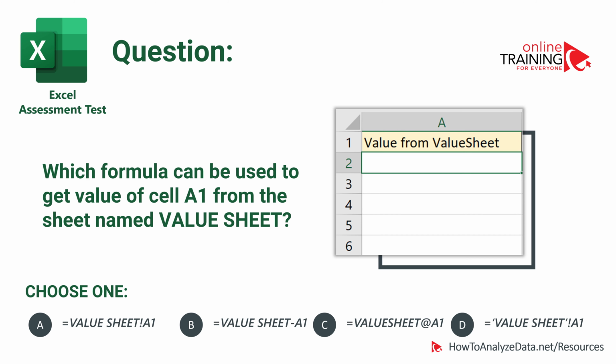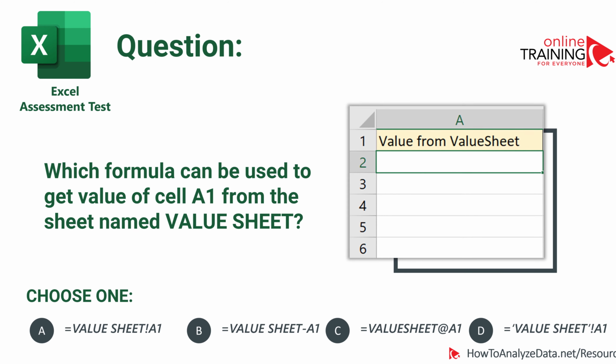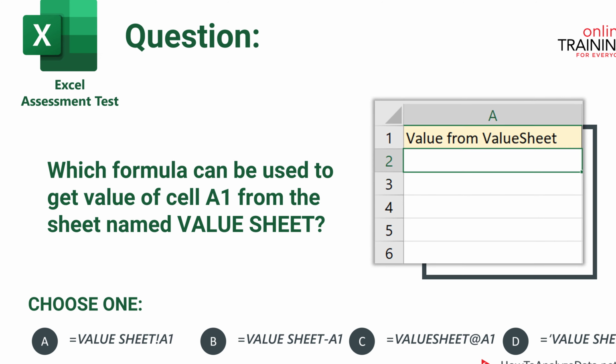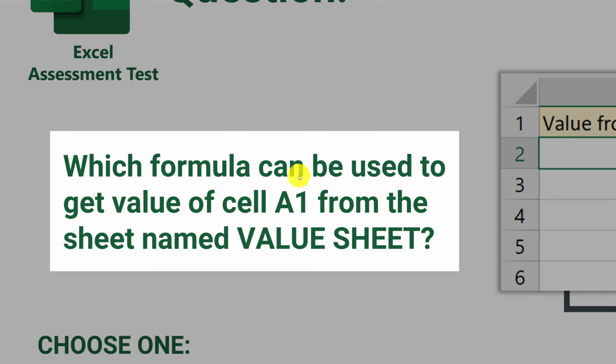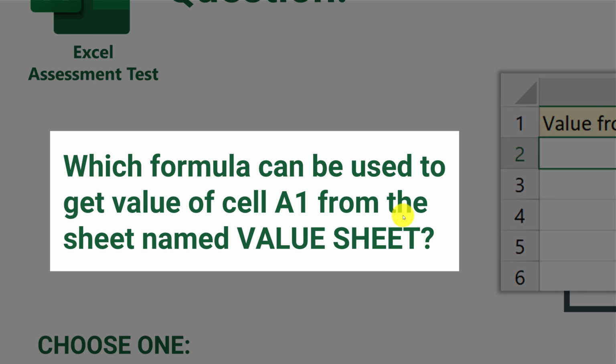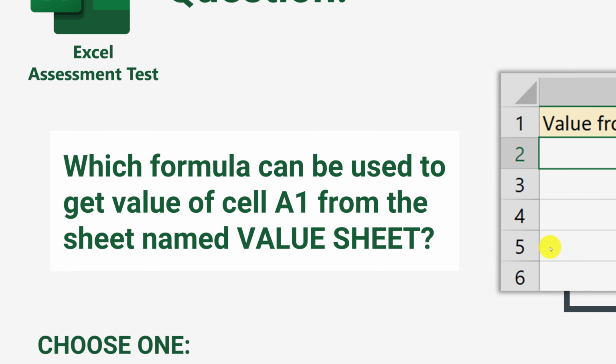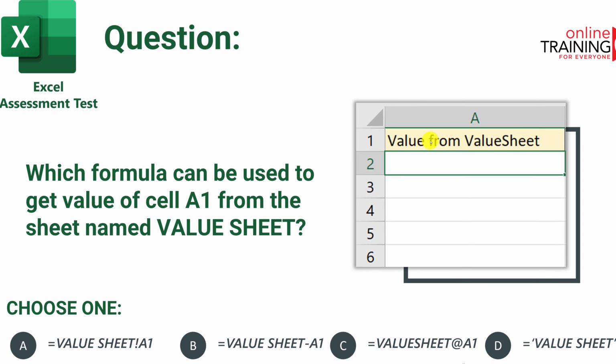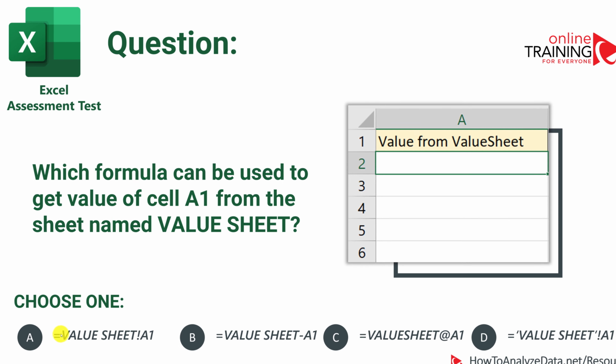Here's the question that tests your knowledge of how well you know data integration and how well you can write formulas that reference other worksheets in Microsoft Excel. Which formula can be used to get the value of a cell A1 from the sheet named value sheet? And then there's an example, value from the value sheet, right? And you have 4 choices.